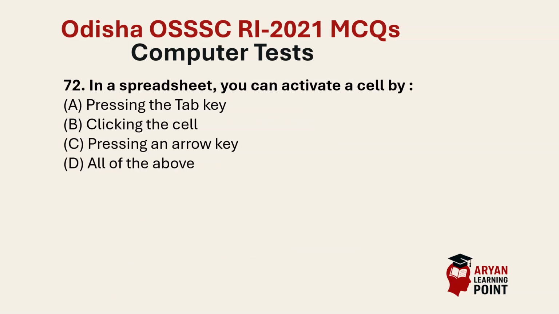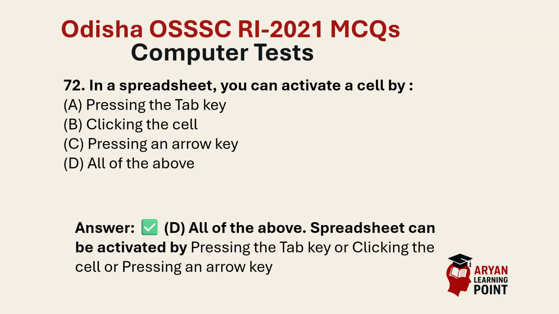72. In a spreadsheet, you can activate a cell by: A. Pressing the Tab key, B. Clicking the cell, C. Pressing an arrow key, D. All of the above. Answer D. All of the above. A cell can be activated by pressing the Tab key, clicking the cell, or pressing an arrow key.